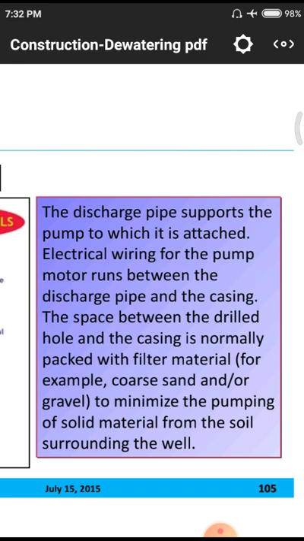Coarse sand and gravel are used to minimize pumping of solid materials from the soil surrounding the well. This is the main reason. Why? Because this coarse sand or gravel minimizes the pumping of solid materials from the soil into the pumping. In some cases we are using suction pressure and vacuum pressure.